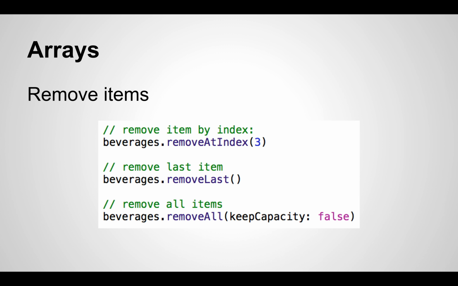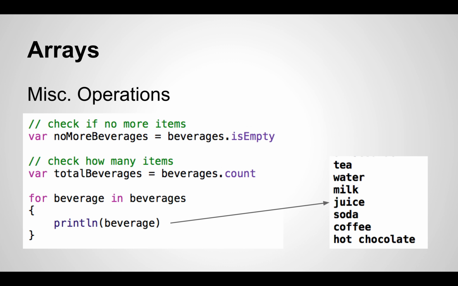And you can remove the last item by doing beverages.removeLast, and then you can remove all the items and make the array empty by doing beverages.removeAll. And by the way, keepCapacity, don't worry about this. It's a way to handle memory, but just know that if you put false, it would shrink the size in memory.